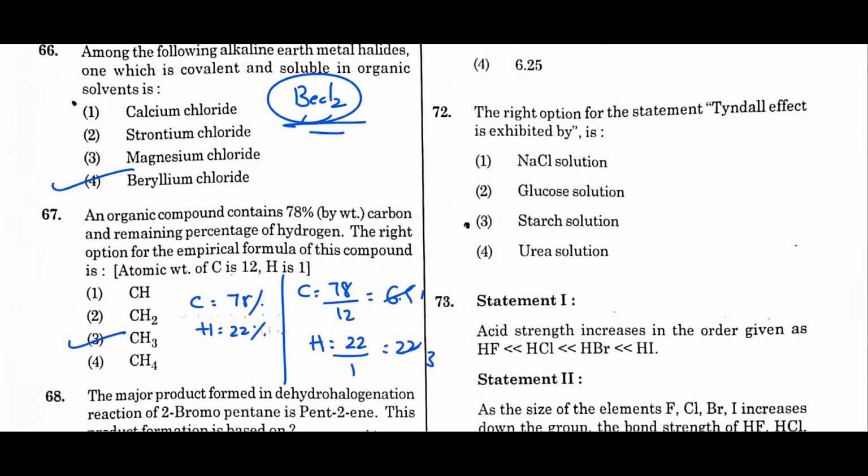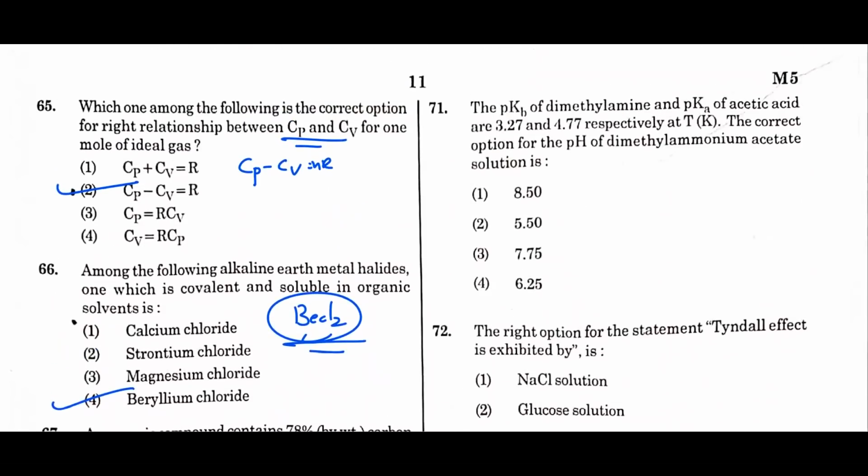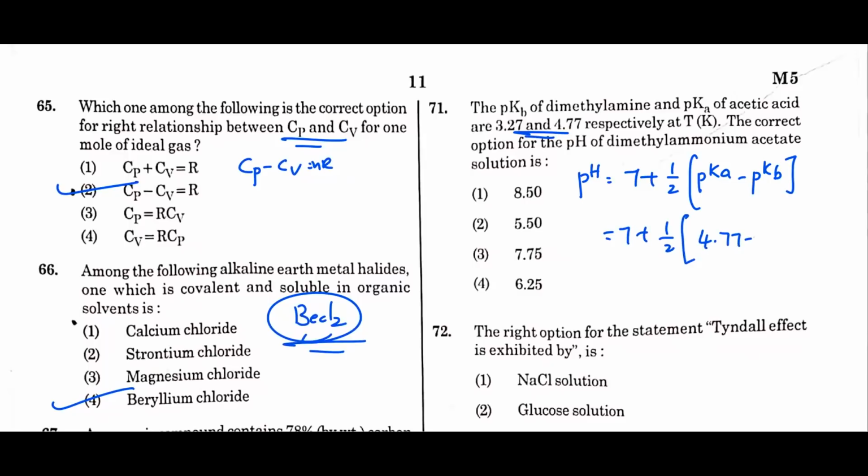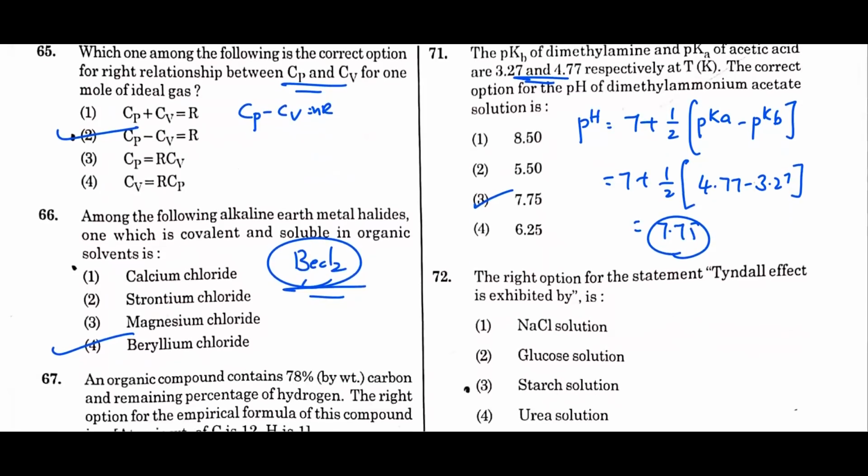Coming to question number 71. The pKb of dimethylamine and pKa of acetic acid are given and they're asking for the pH. Both are a weak acid and a weak base. For a weak acid and weak base, the formula is 7 plus half into pKa minus pKb. So 7 plus half into the pKa value, which is 4.77, minus 3.27. Upon solving this, we will get 7.75. Option 3 is the correct answer.